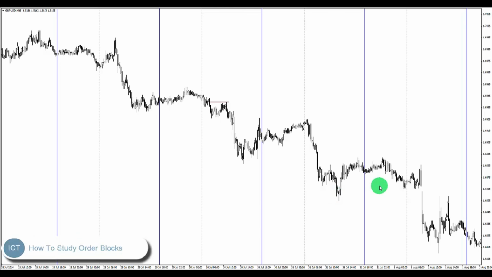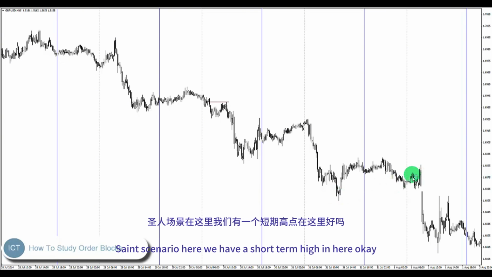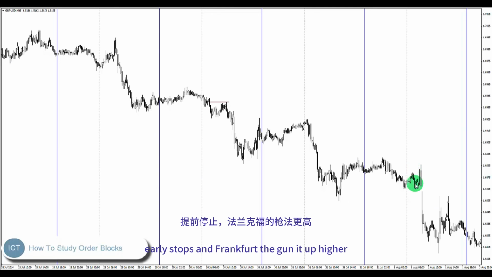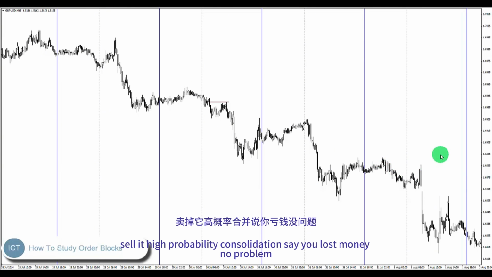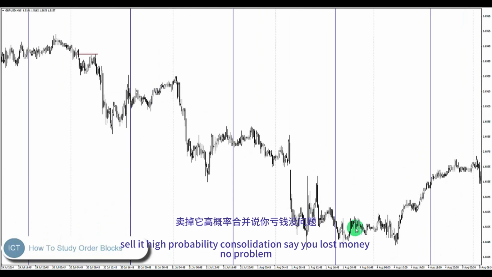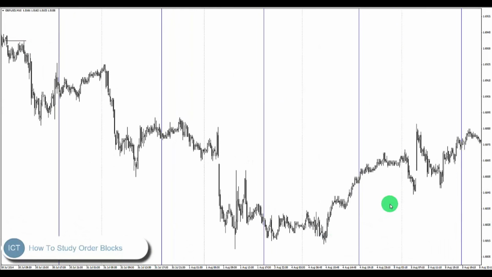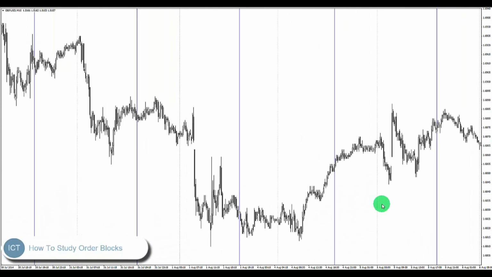Same scenario here. We have a short-term high in here. Early stops in Frankfurt. They gun it up higher, taking out the stops, returning to previous order block. Boom. Sell it. High probability. Consolidation. Say you lost money. No problem. People lose money sometimes.